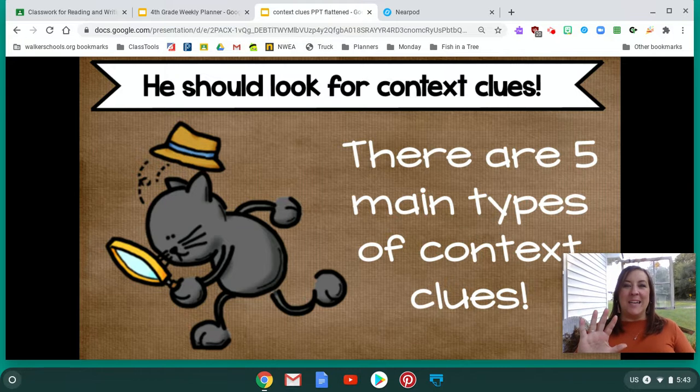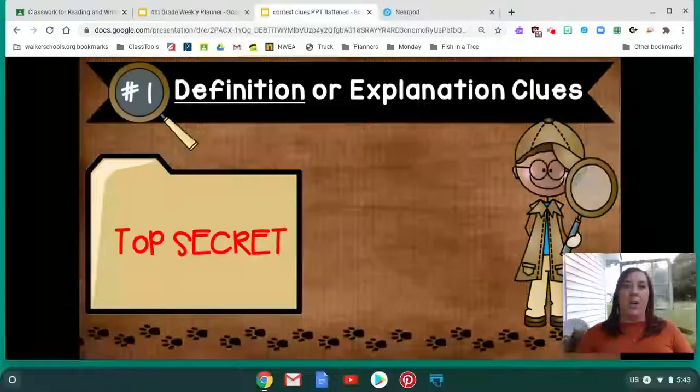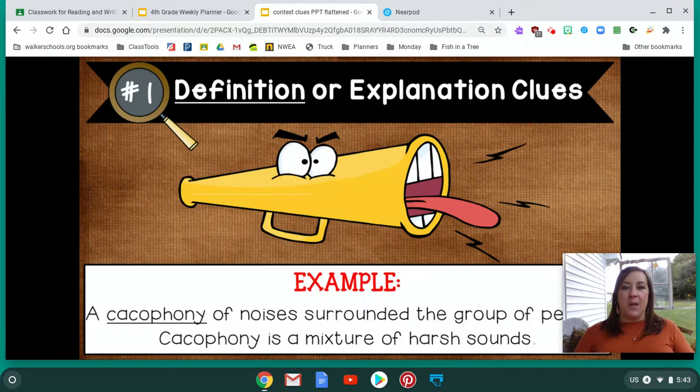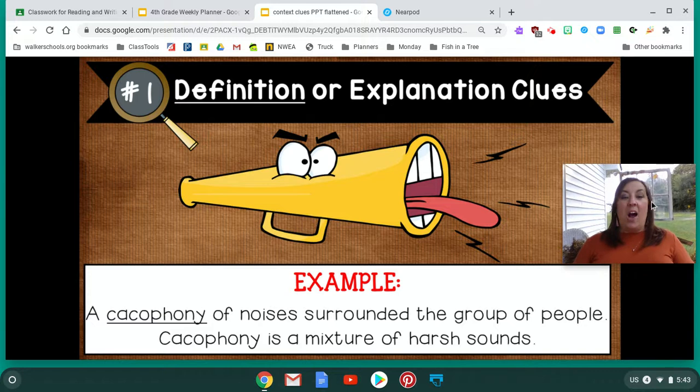There are 5 main types of context clues. The very first one is definition or explanation clues. These are clues that are around the word that you may not know, but the author includes to go ahead and tell you the definition so you know what's going on. Let's take a look at this example. It says, a cacophony of noises surrounded the group of people. Cacophony is a mixture of harsh sounds. The author's gone ahead and included for you a definition of what cacophony is.